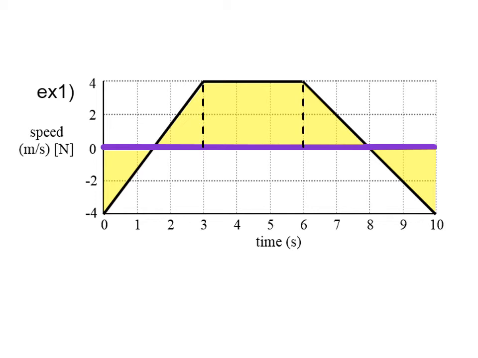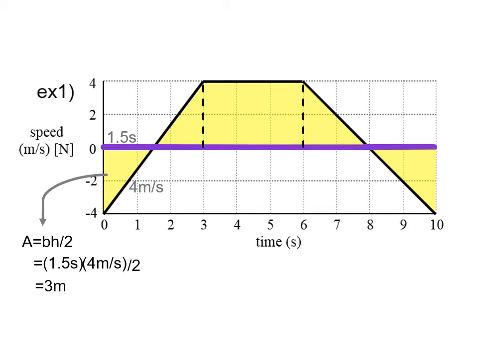The first triangle, well, area is base times height divided by 2. And the base of this triangle goes from 0 to 1.5 seconds. So the base is 1.5 seconds. And the height, it goes from -4 all the way up to 0. So it's got a height of 4 meters per second. So 1.5 multiplied by 4 divided by 2, the area of this triangle is then 3 meters. And it is located below 0, so that would be negative 3 meters.